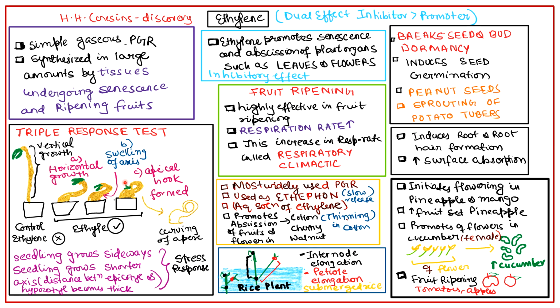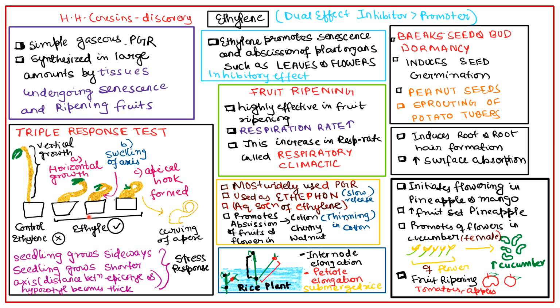Second is swelling of the axis. Swelling of the axis means this axis which is thin in the control, when ethylene is applied, what happens? The ethylene makes the axis thicker. Third response is apical hook formation. Apical hook formation is this topmost part, or the apex of the seedling. It will make a hook-like structure.